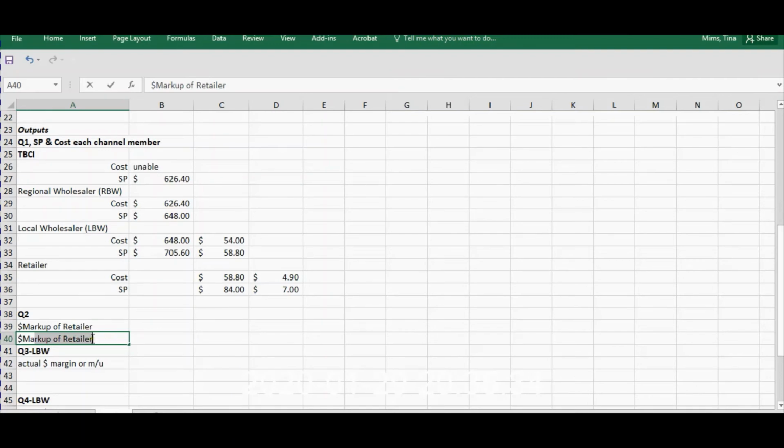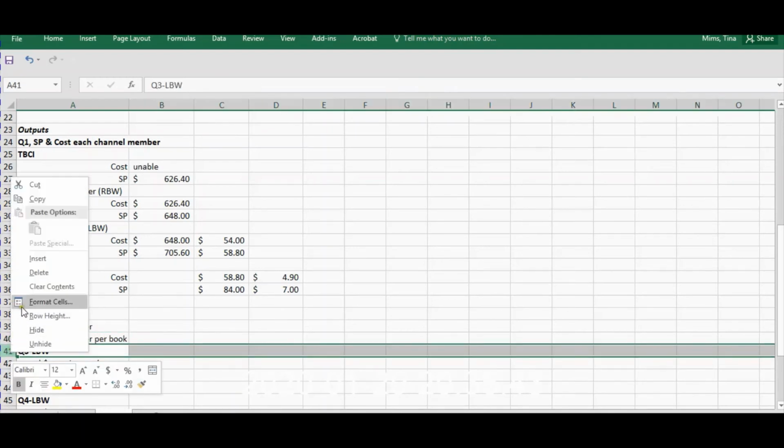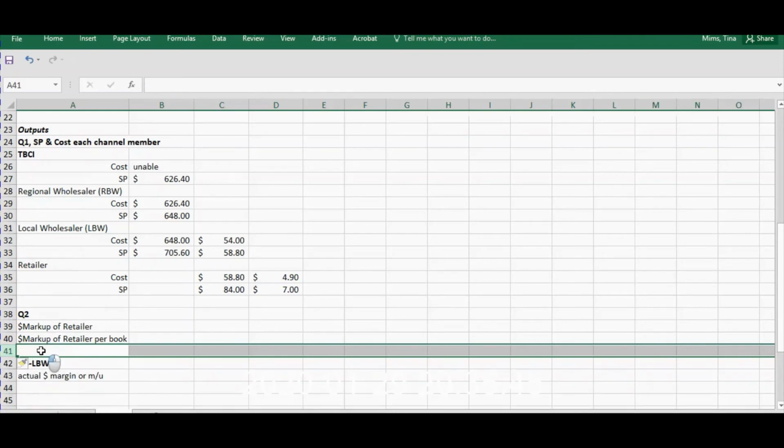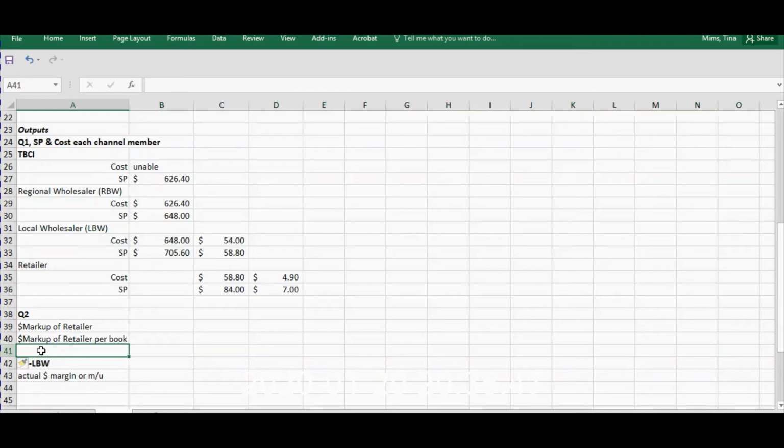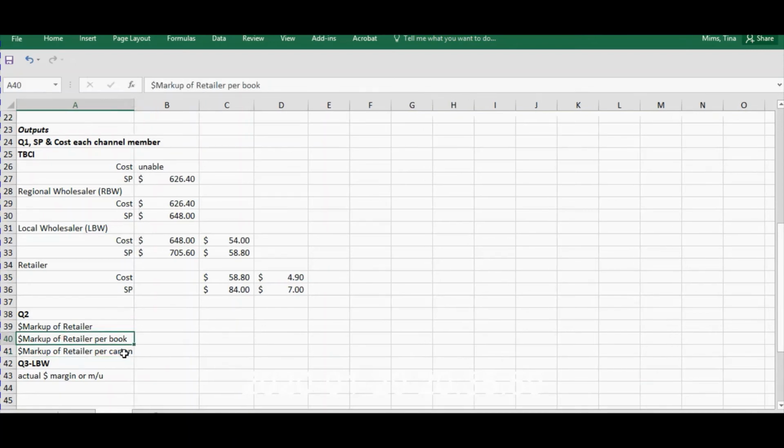Dollar markup of retailer per book. And then let's give us a little extra line here. Go up and insert. And then let's say dollar markup of retailer per carton. Okay? And we'll use our same thing, we'll use our same columns, for the dollar markup of the retailer.